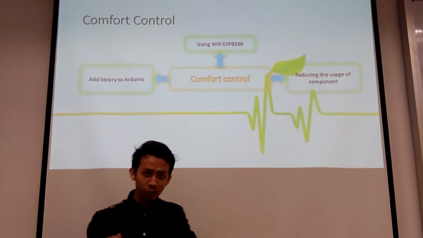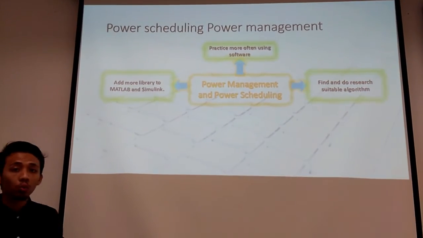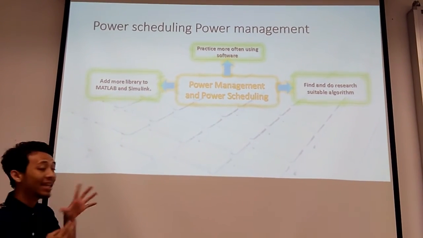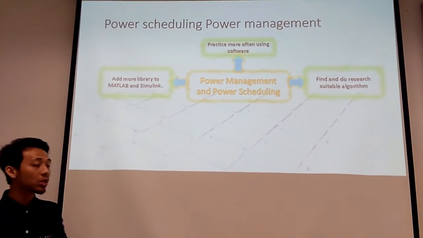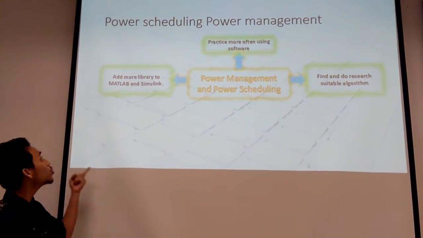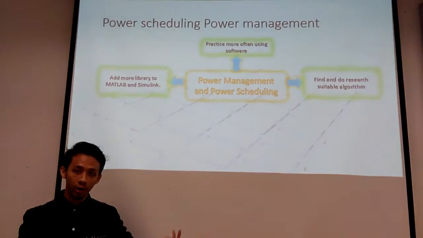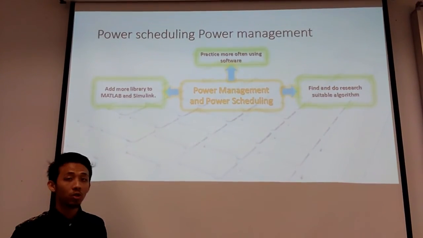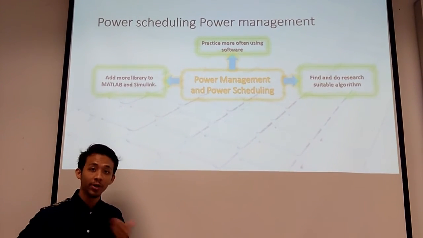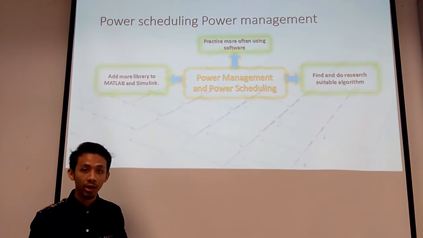Okay. Next, for power scheduling and power management. Before this, I mentioned we cannot run certain algorithms in MATLAB and Simulink because of the lack of libraries. Same as Arduino, all we need to do is find a library on the internet and upload it to MATLAB and Simulink. Next, find and research a suitable algorithm. Next, practice more often using the software, which means we need to install Simulink and MATLAB on our laptops and keep practicing to make sure we are able to handle the software easily.